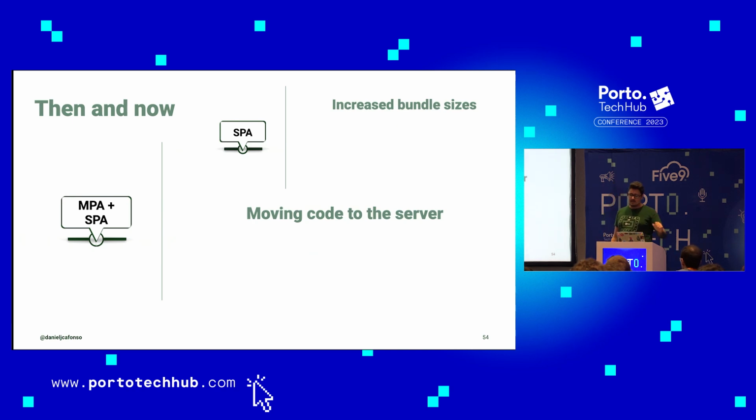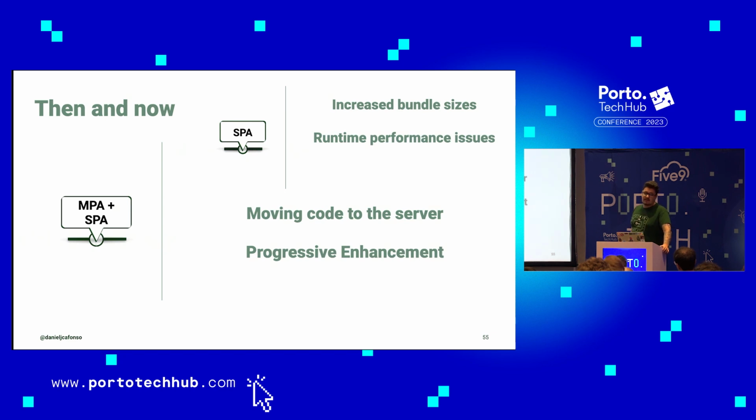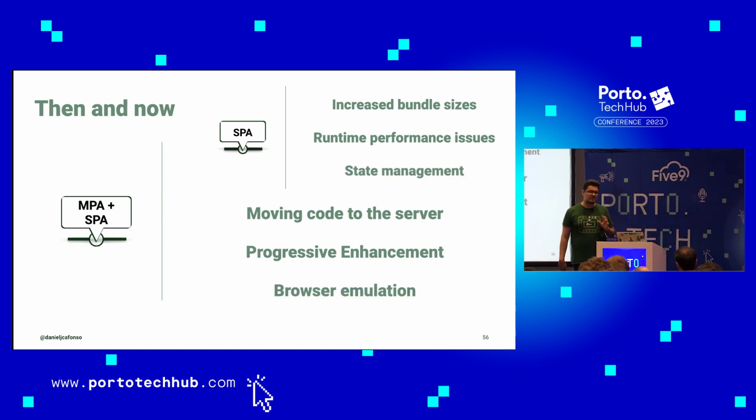And going finally to the issues of SPAs. Increased bundle sizes: let's move code to the server. If we move code to the server, we don't need to worry about having larger bundles going into the pipeline. Another thing, runtime performance issues. If we're doing progressive enhancement, this shouldn't be an issue, because I think the page will still work. And finally, state management. Let the browser do its thing. The browser is very good at doing state management, and very often we forget these things.